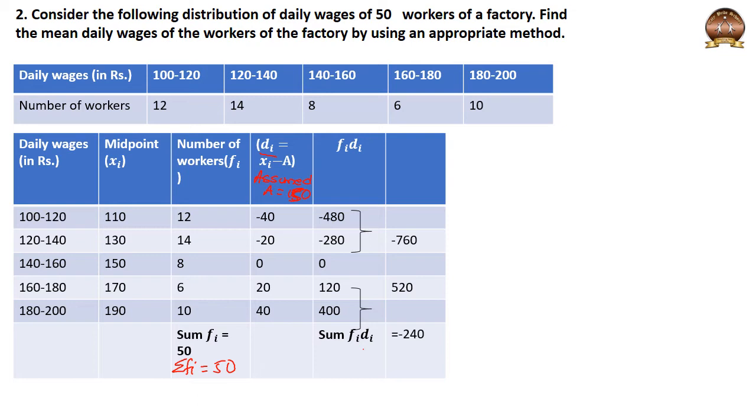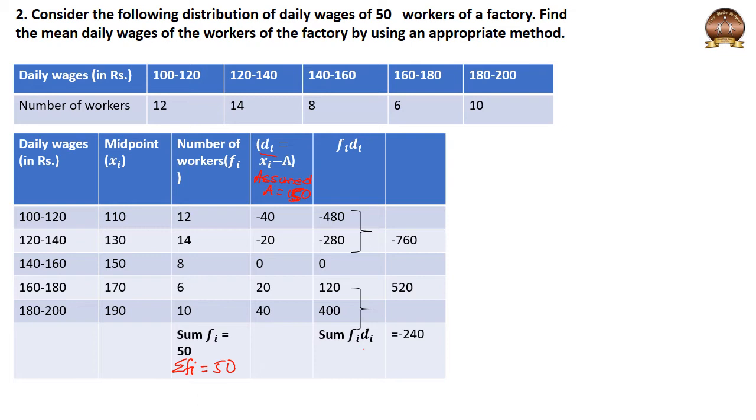Then now we will do fi di. So we will multiply this. So fi di multiplication. 12 into minus 4, you know it is 48, so minus 480. 14 into minus 20 will be minus 280. Now see, we know 14 into 0, so this calculation has become very simple. 8 into 0 is 0. 6 into 20 is 120. And 10 into 40 is 400.